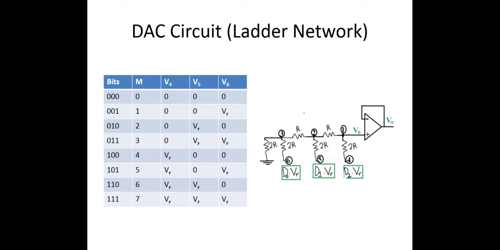And we have a set of voltages which correspond to all possible binary numbers as far as 3-bit binary numbers are concerned. The highest binary number that we can have is 111, which corresponds to 7, and in this case all the voltages V4, V5 and V6 are equal to VR. VR is the reference voltage which will be controlled by the power supply.